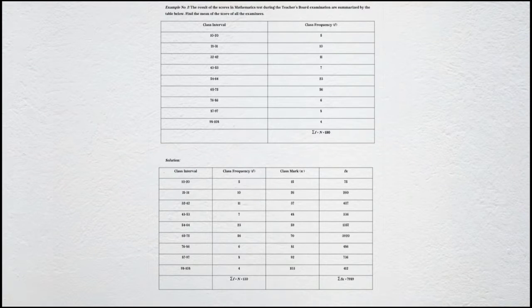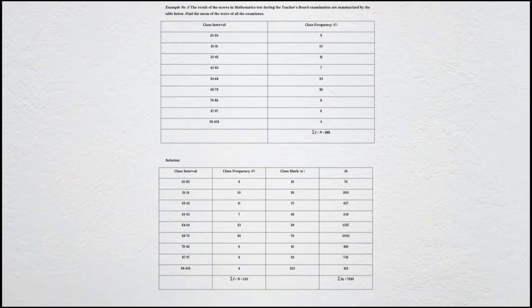And then to get the fx, just multiply the class frequency and the class mark. So 5 times 15 is 75. 10 times 26 is equal to 260. And then get the sum of all the f times x. So we have 7,989. And then use the formula.